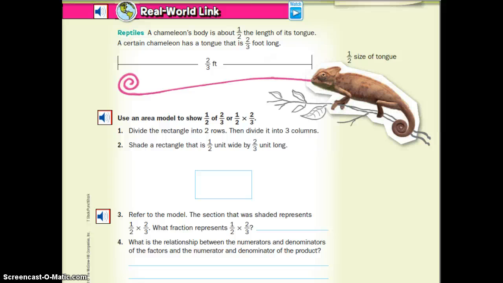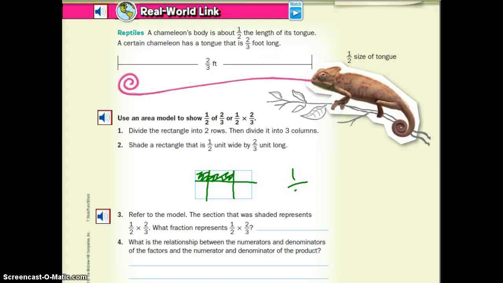Use an area model to show 1/2 of 2/3, or 1/2 times 2/3. Divide the rectangle into 2 rows. Then divide it into 3 columns. Shade a rectangle that is 1/2 unit wide by 2/3 unit long. Refer to the model. The section that was shaded represents 1/2 times 2/3. What fraction represents 1/2 times 2/3?